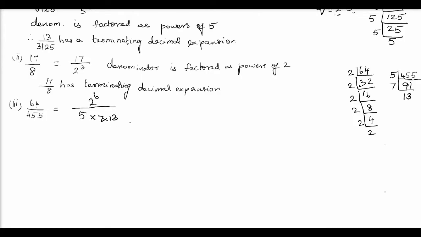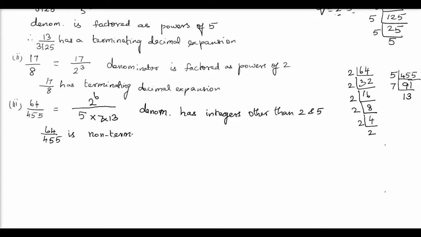So here in the decimal expansions, the denominator has integers other than 2 and 5, isn't it? We should have only 2 and 5 in the denominator, but we have 7 and 13. Integers other than 2 and 5. Therefore, the 64 by 455 is non-terminating recurring. A recurring decimal.